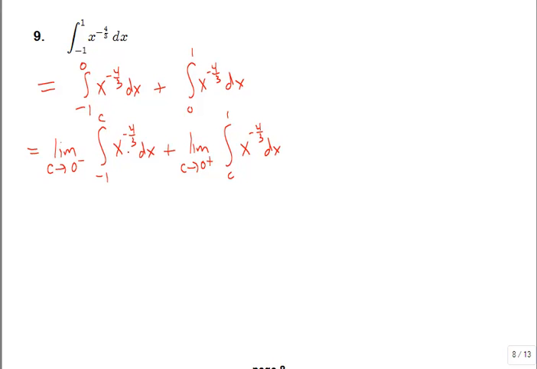Now the integral of x to the negative 4/3, when you add 1 to that, becomes x to the negative 1/3.